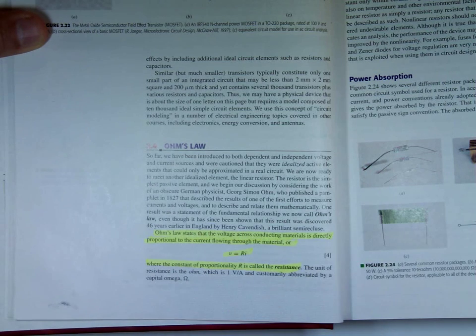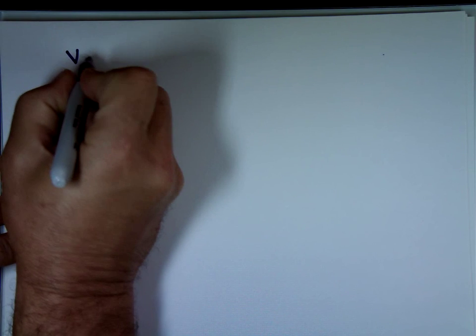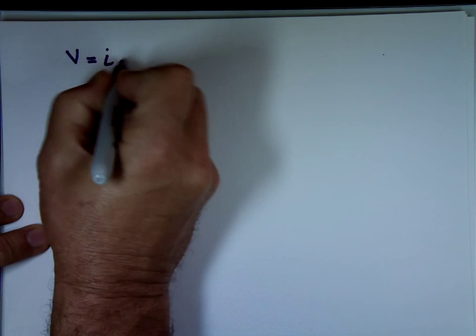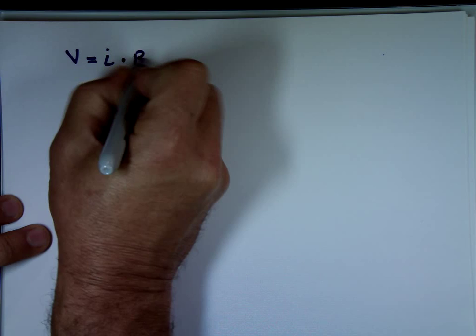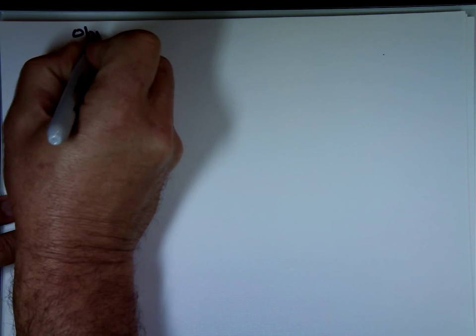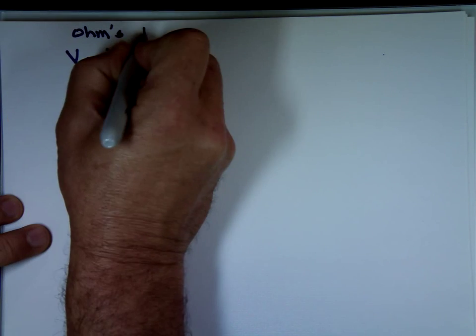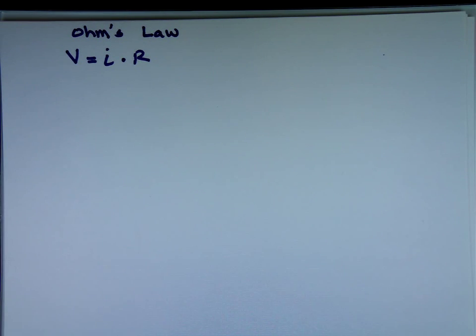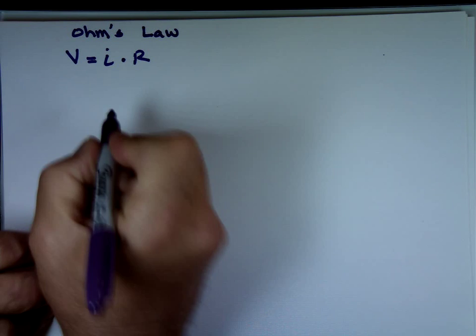So I just want to put that in. So the voltage, that's Ohm's law, equals I times R. Is directly proportional, meaning what?